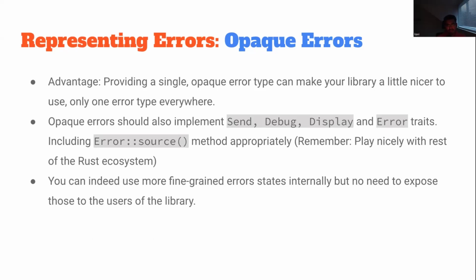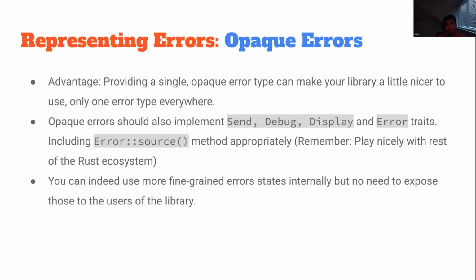So when we talk about opaque errors, there are certain advantages. If this is your use case, like image decoding, the public API exposes just one error type, right? One opaque error type, which makes your crate or library easy to use from the user's point of view. They don't have to worry about handling different error types, right? So that's one advantage. And similar to the enumerated error type, we should also consider implementing all these traits we talked about earlier, to play nicely with the rest of the ecosystem.